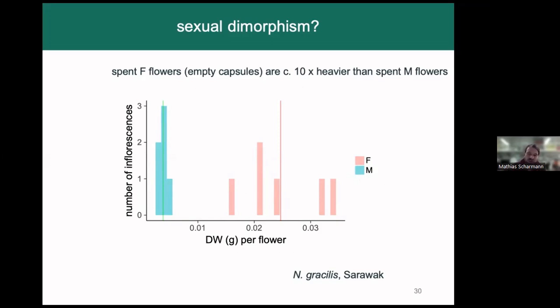So it looks like here the male flowers are cheaper to make than the female flowers, but we cannot really be sure because the male also has to make the pollen, and the pollen can be very expensive because it uses a lot of phosphorus that the plants have to catch from their prey.